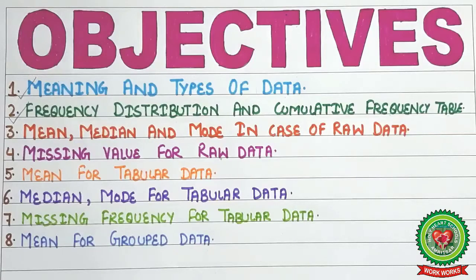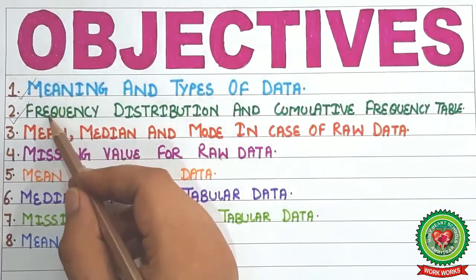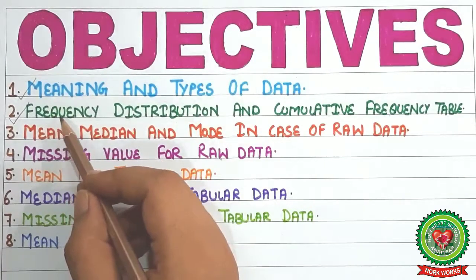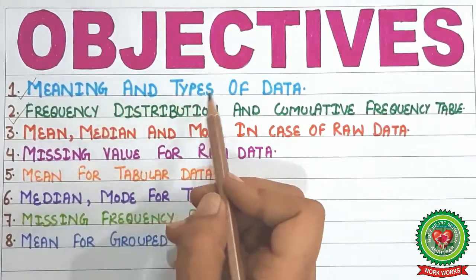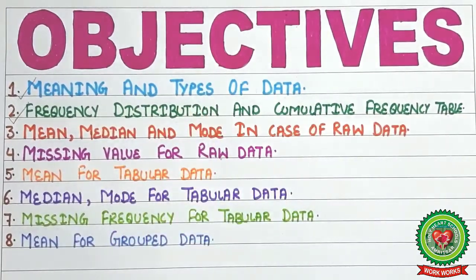So students, this was all about the first 2 objectives of the topic. I hope that you have understood the meaning and types of data, and the frequency distribution and cumulative frequency distribution tables. Now you will get worksheets in SNAP homework. I hope that you will be able to solve those worksheets.